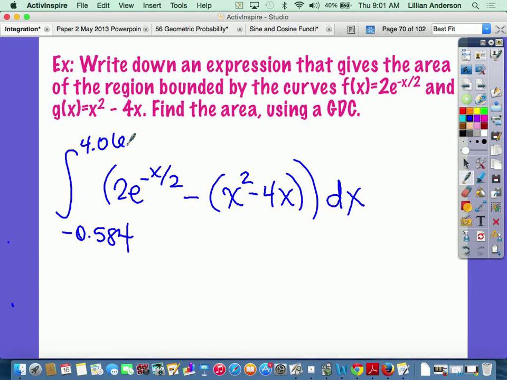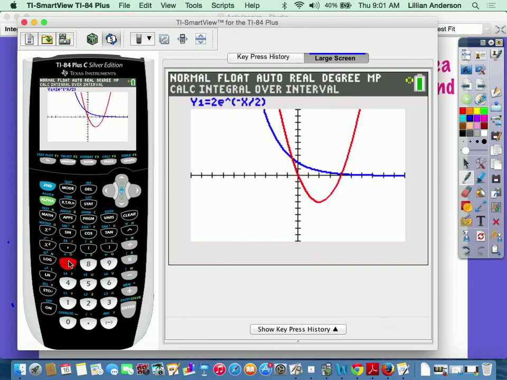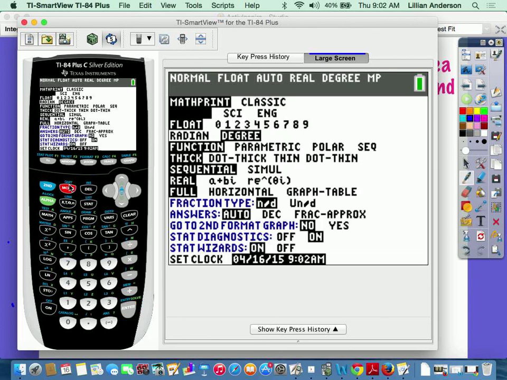Now to find my area, all I do is plug it in my calculator. You can't do it on the graph. You guys remember how the guy did it on the graph? Second trace, 7. My lower bound is, I can type it in, negative 0.584. When you do it this way, it's in relationship to the x-axis, not in between two curves. So you are going to have to do it the other way.